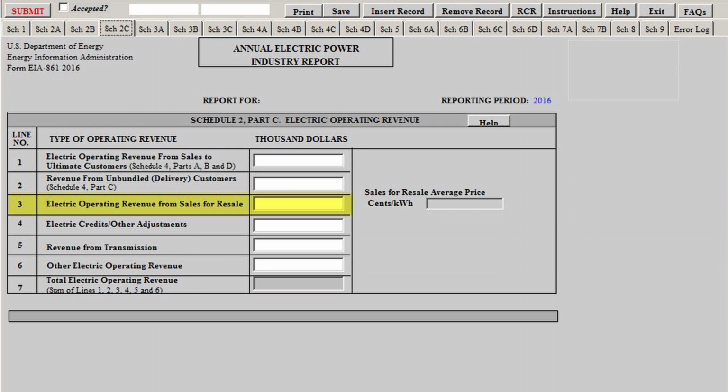Line 3 is the total revenue from forward physical wholesale sales. To the right of line 3, the sales for resale average price will automatically calculate if Schedule 2B, line 12, and Schedule 2C, line 3 are reported.